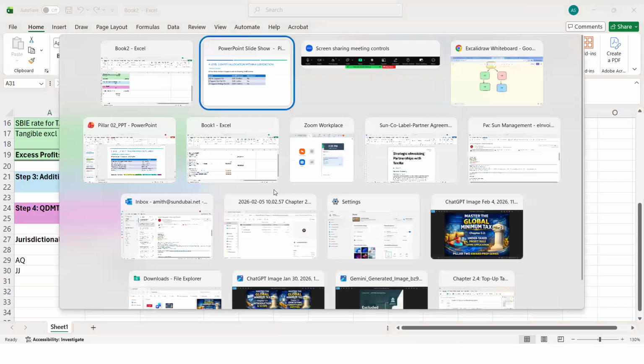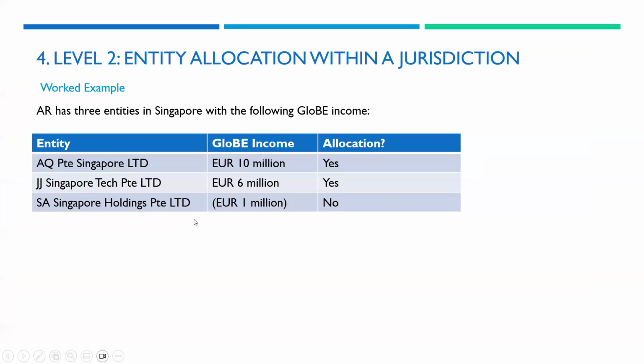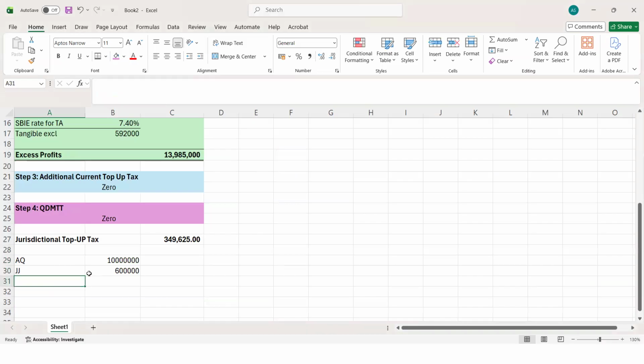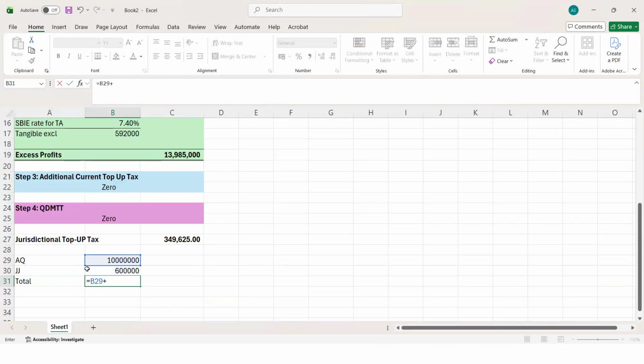Would we take SA also? No, we will not take. We will do it for calculating jurisdictional top up tax, I'll take a total of everybody. But here, I will not take it for entity level distribution. I will not take SA. So the total is how much? It is 16 million. On the basis of that, I would divide.